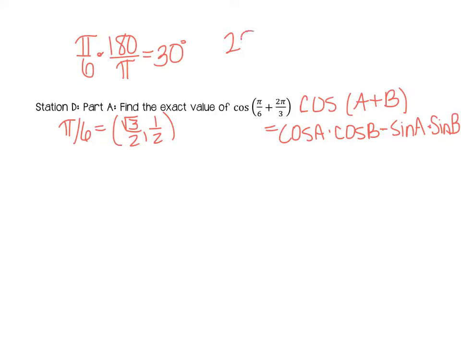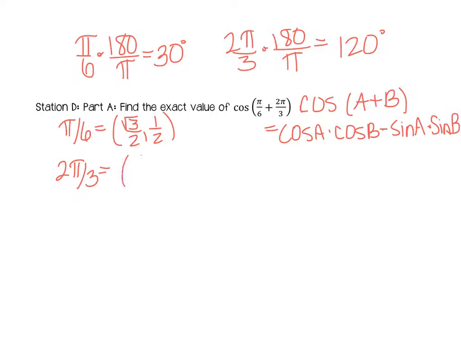Now it's time for me to convert 2 pi over 3. So again, I'm going to multiply that by 180 over pi. All right, and that's going to give me 120 degrees. Okay, so I know that 2 pi over 3 is 120 degrees, and that's going to give me 1/2 and root 3 over 2. But I know that 120 degrees lives in the second quadrant, which means that in the second quadrant, cosine is negative.